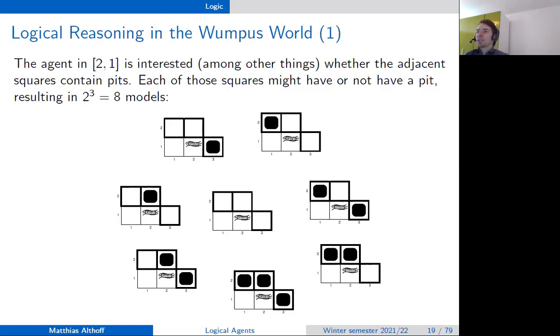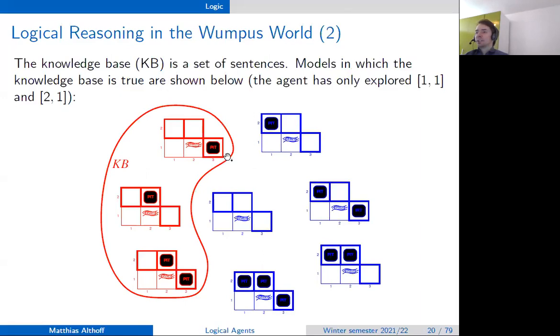Okay. So the model wants to know whether the adjacent squares contain pits. So the knowledge base tells us that the only models that are true are those where a pit is next to the breeze. So here you have a breeze, you have a pit, or in both of these squares there can be a pit. All the other models are not true. So the pit is here, although there was no breeze here. So these are all incorrect models.